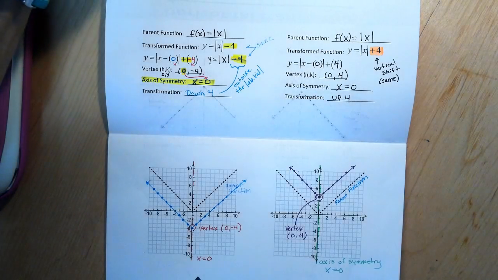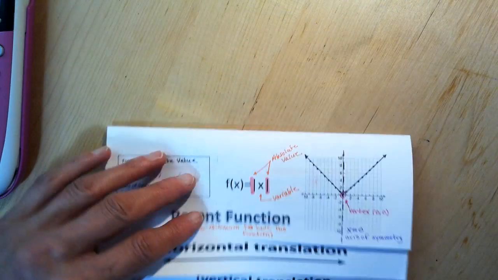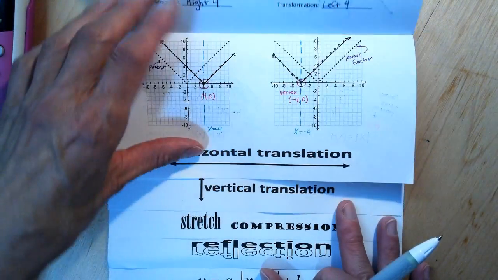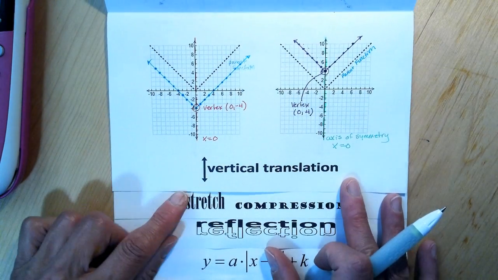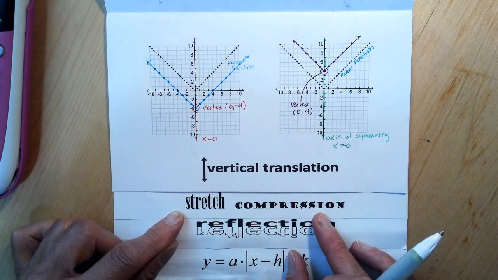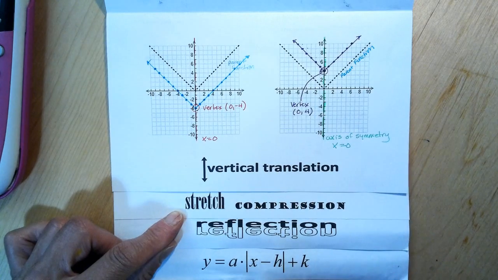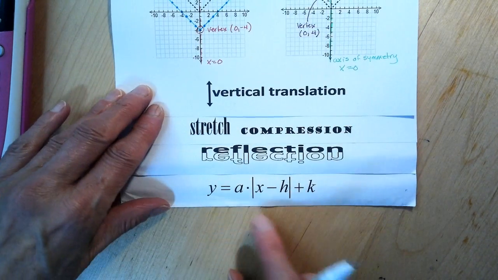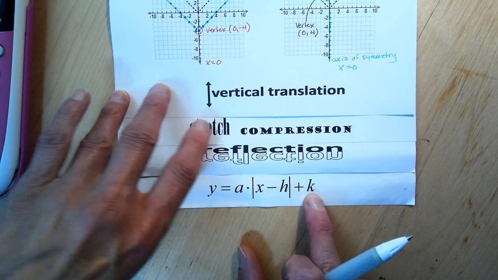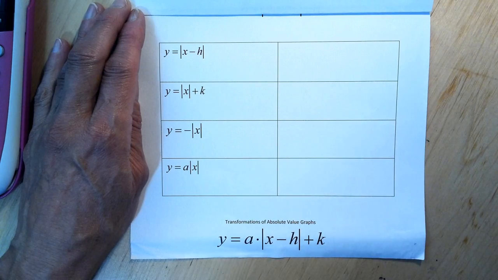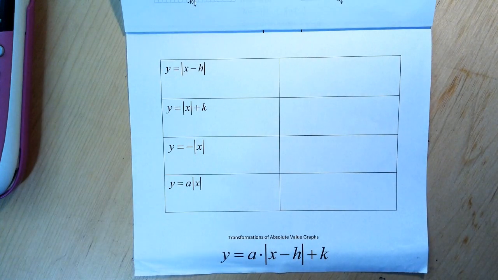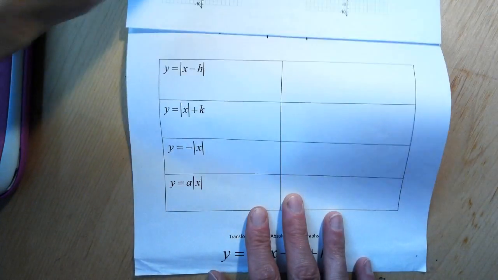In the previous few videos, I went over parent function, horizontal translation, and vertical translation. Now I'm getting ready to do stretch and compression. But before I do, turn to the very back flap where you have this little table on the bottom. I want to point out some of the things that we have already done.